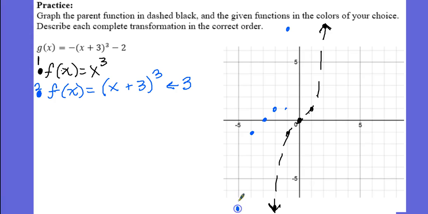Left 3. So I'm going to take all my points and push them left 3. And you know what? This isn't my final graph. So how about we don't make it solid? Because this isn't the answer either. It's just getting us closer to the answer. And I'm keeping track of what I'm doing over here off to the side. This is going to help me in a minute to write my description.